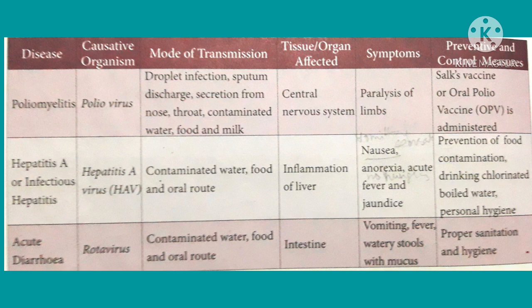Okay, so acute diarrhea, the causative organism is rotavirus. Which is the causative organism? Rotavirus. Okay, so mode of transmission, how will it enter our body? Through contaminated water, food and oral route.